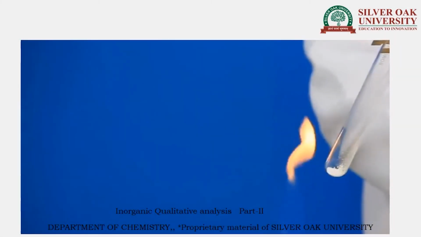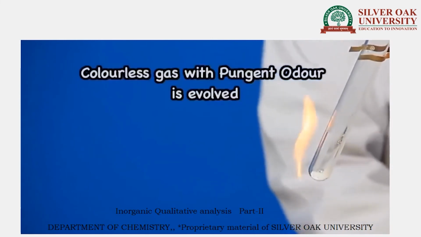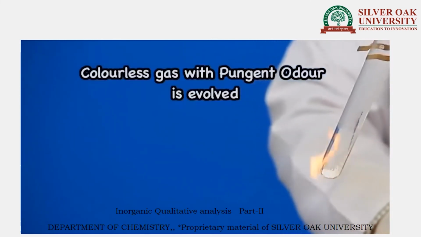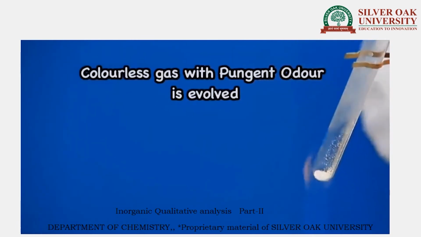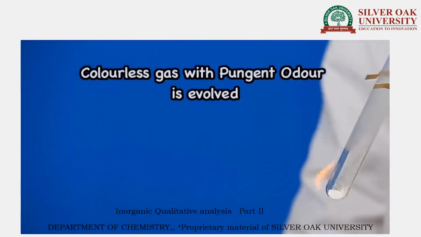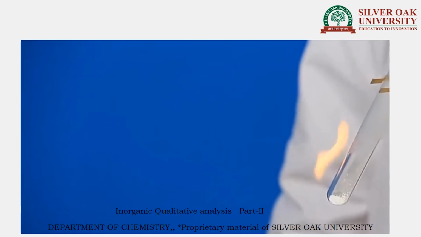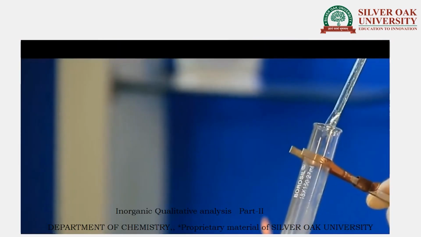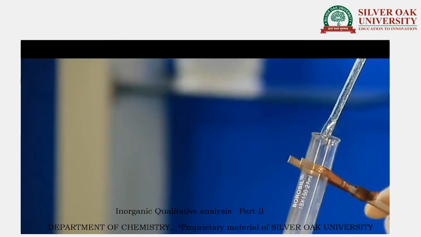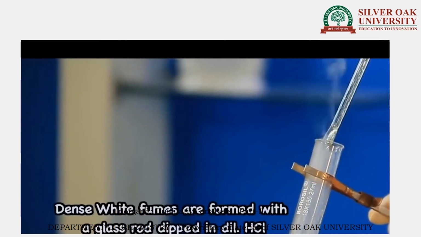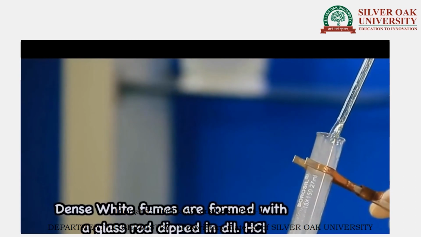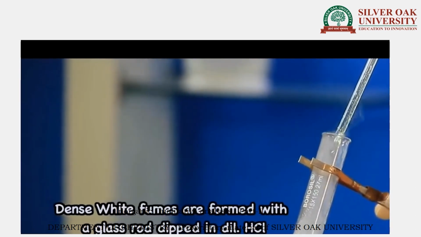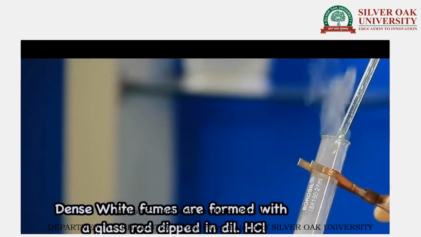Now here I am taking a little bit of the unknown mixture and heating it. You can see here colorless gas with pungent odor is evolved. If we put a glass rod dipped in dilute HCl or concentrated HCl and it gives white fumes, then ammonium ion may be present. You can see here white fumes are evolved.